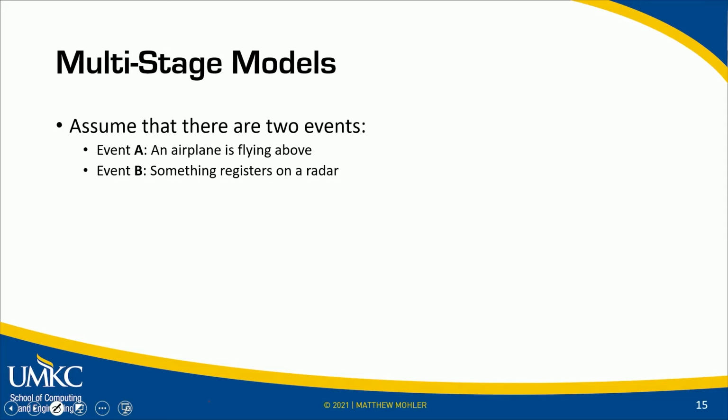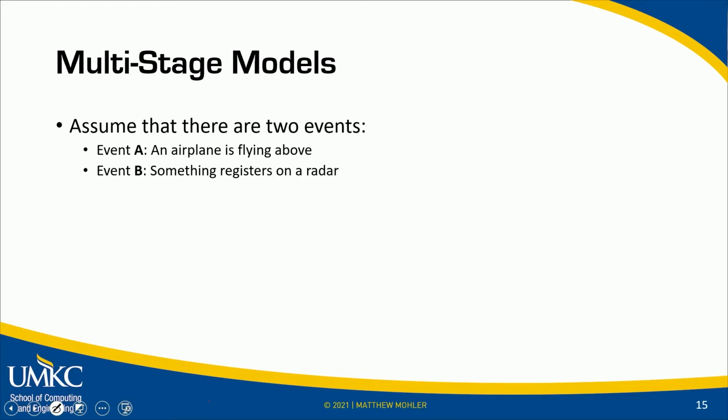We have an event A that there's an airplane flying above, and there's a certain probability associated with that. We'll come back to that piece, but event A is that there is an airplane flying above us right now. We also have an event B that is something registering on a radar. So let's say we have a radar in front of us. We're trying to determine whether or not something, an airplane or a duck, registers on our radar.